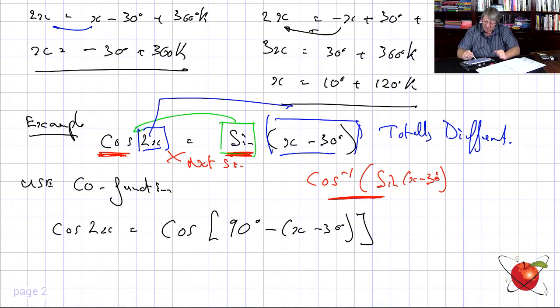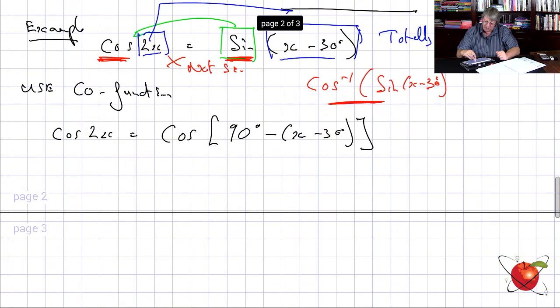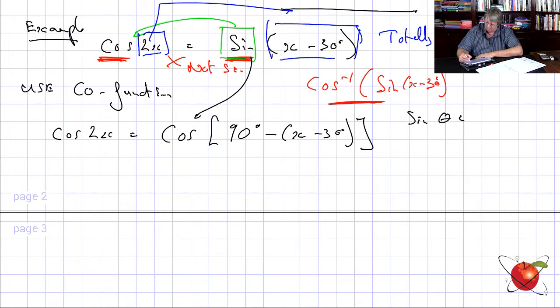Therefore, if I've got that, I can't divide through by sine. If I had cos 2x and sine of 2x, then I could divide. But I can't here because the thing in the brackets is different. So there's nothing the same in this. The only way forward is to use the cofunctions. And the cofunctions tell me to change the sine to a cos using that. Remember that cofunction?